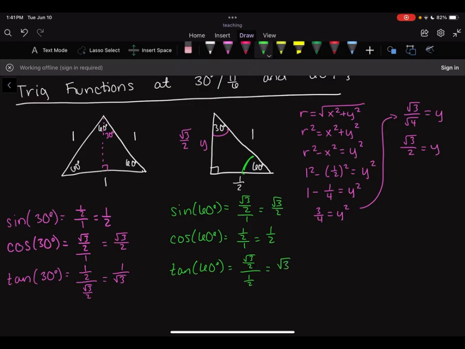Also, I should probably say this here. You could also see this one as root 3 over 3. That's just the version that's been rationalized. I'm not really picky about rationalized or not rationalized, so whichever one you're comfortable with is fine with me.